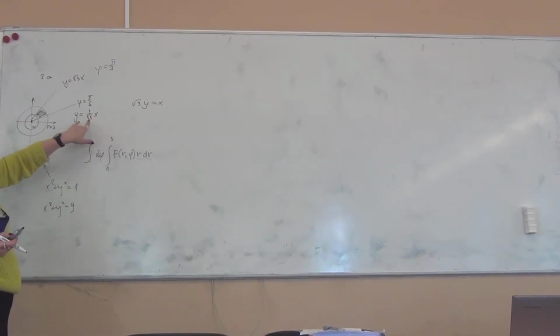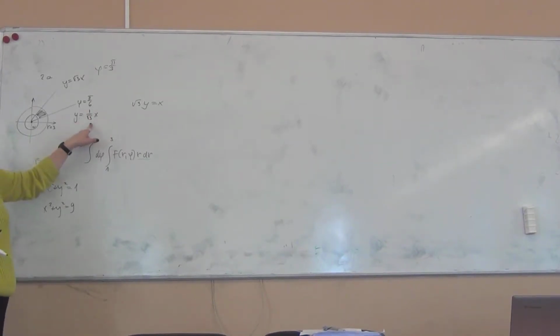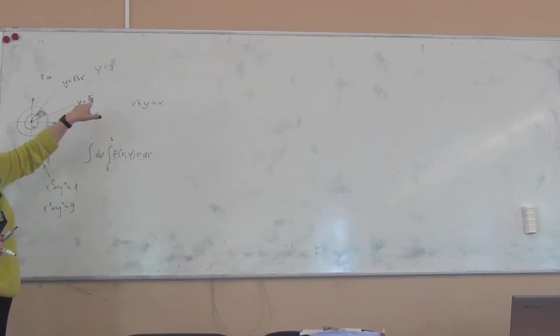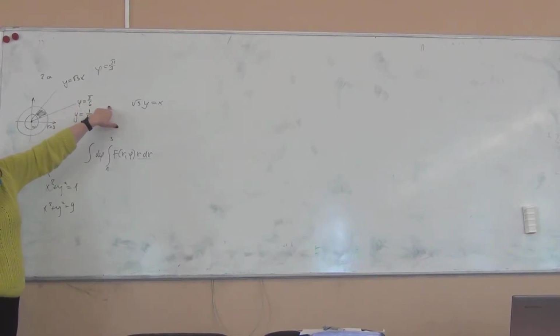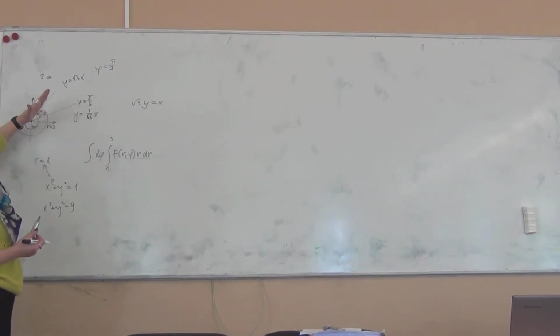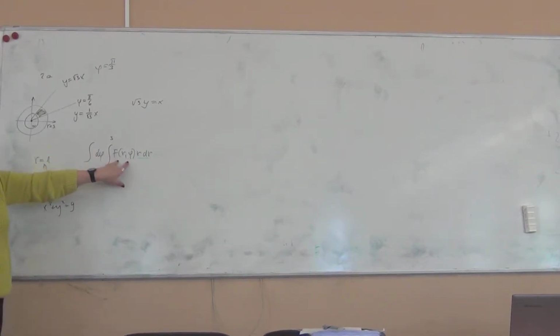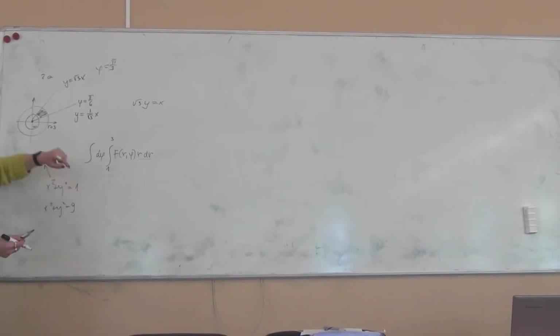So I divide both sides by square root of 3, and I see this number, which is the tangent of the 30-degree angle. So that's why this line can be written phi equals pi over 6. Well, actually, they are half lines. And so now I can see that I have to integrate whatever function is there, r dr.